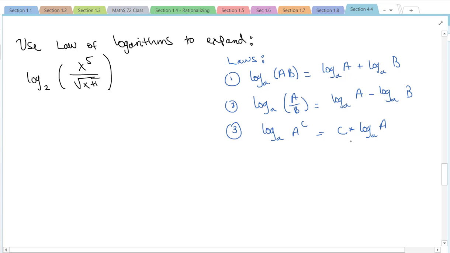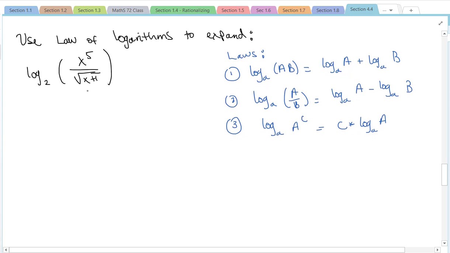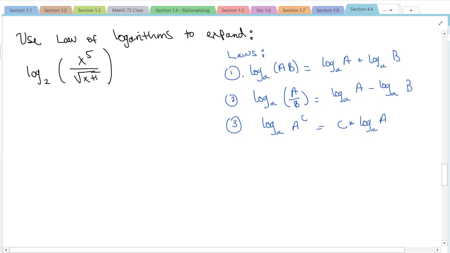Hey there, in this video we're going to continue using the law of logarithms to expand. So we want to expand this expression, the log base 2 of this quantity. So we're going to use our laws, which are these, the product, the quotient, and the power rules of logarithms. So for the first one, let's see.